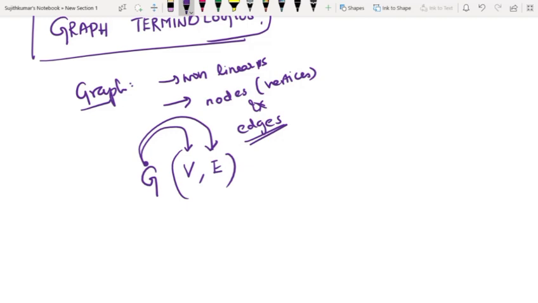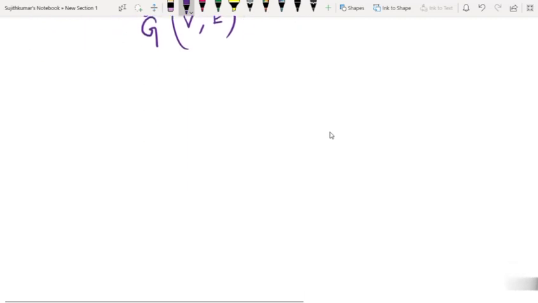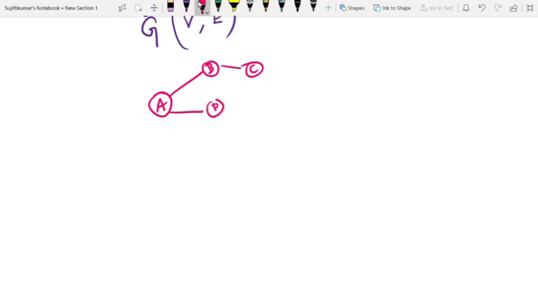Let's see some simple structures of a graph. It may look like anything. You can even connect any two nodes. It's not like a tree. Let's say this is my graph. This can be a graph. It may or may not form a loop. It is not necessary that it should always form a loop. So this may be a graph.